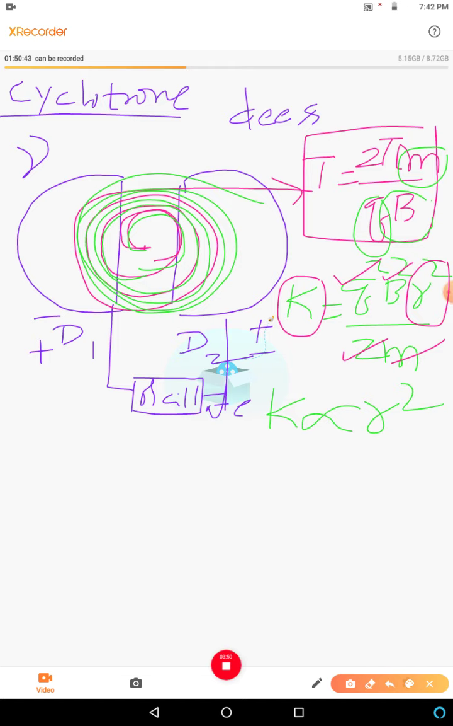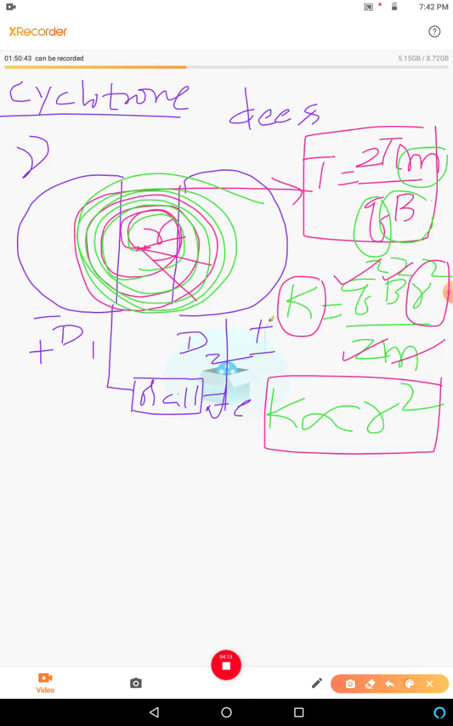If you go on increasing the radius R, the next radius is again more, and the next radius is more. As the radius increases, kinetic energy increases as R square. That you should remember. Another thing you should remember is how much the kinetic energy increases, and where does the kinetic energy increase?